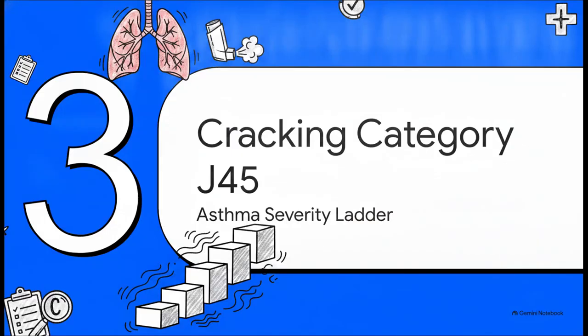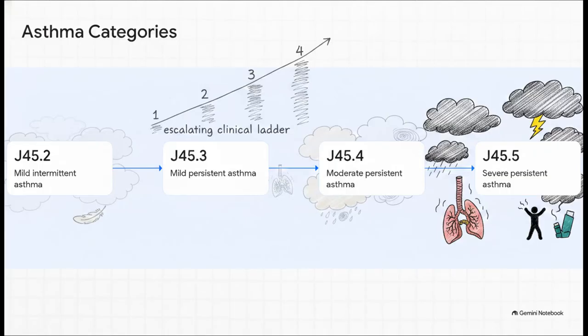We're going to dissect exactly how we classify asthma. Category J45 basically operates on an escalating clinical ladder of severity and frequency. Think of it as stepping up the rungs. We start at J45.2, mild intermittent, and step up to J45.3, mild persistent. As the clinical picture worsens, we climb up to moderate persistent, all the way to the top rung, severe persistent asthma. Each one of these steps requires really precise documentation from the provider detailing just how frequent and severe the patient's symptoms are.